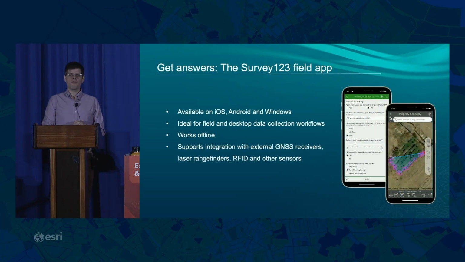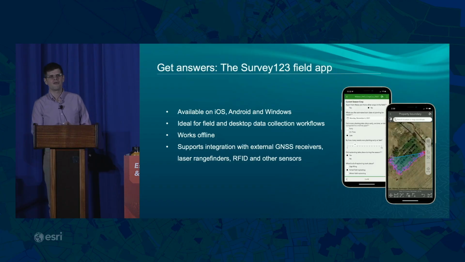As I said, we're looking primarily at the Survey123 Field app, as this is the Field app's What's New session. It's, of course, available on iOS, Android, and Windows, and you can take your form and accompanying data out into the field in a connected or a disconnected workflow. It works with external GNSS receivers, as we'll actually see in a little bit, laser rangefinders, RFID, and other sensors.